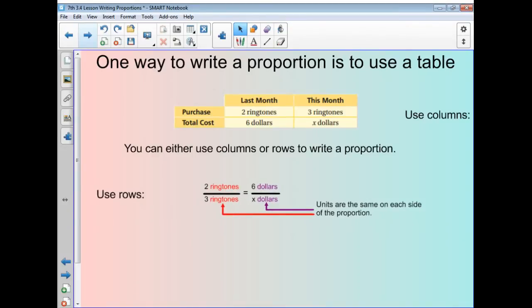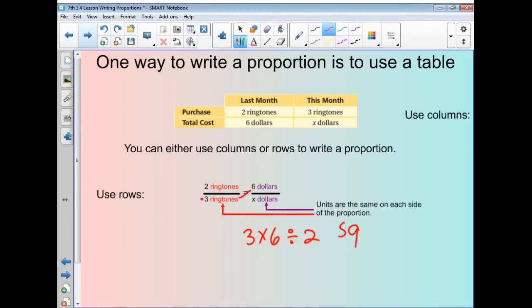Here's another way you could set it up. Some kids will say, I'm going to do my ringtones in one fraction and my dollars in the other, because they read it like this: 2 ringtones equals $6, so 3 ringtones would have to equal how many dollars? Same thing. I'm going to cross multiply 3 times 6 and then divide by that third number, 2. 3 times 6 is 18, divided by 2 still gives me $9.